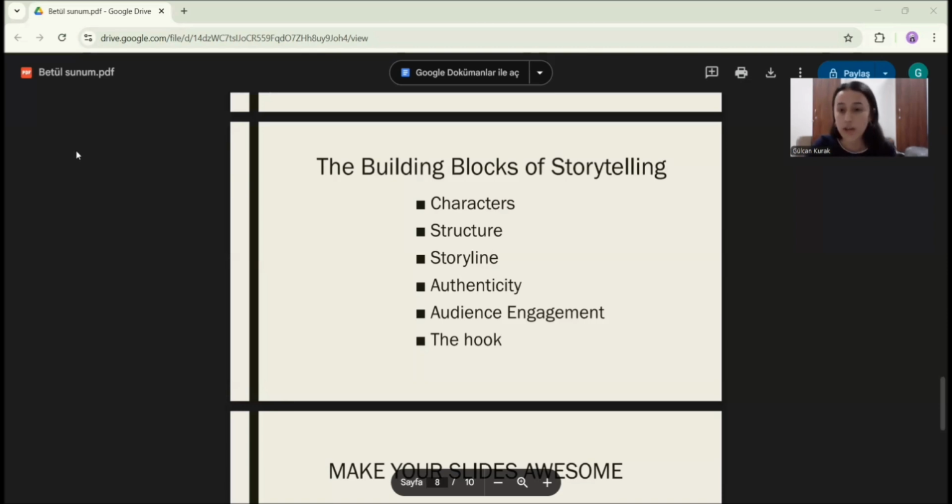And the last one is the hook. I think the hook is the most important part because in the hook you need to capture the attention of the audience. For example, maybe you can add some short titles or some interesting questions in here.